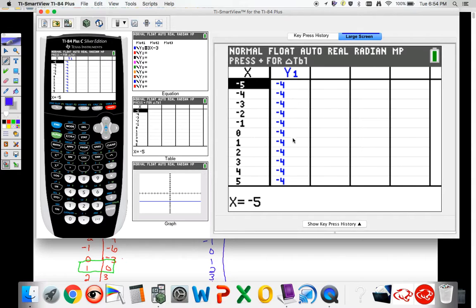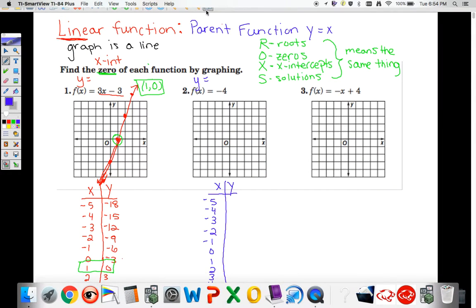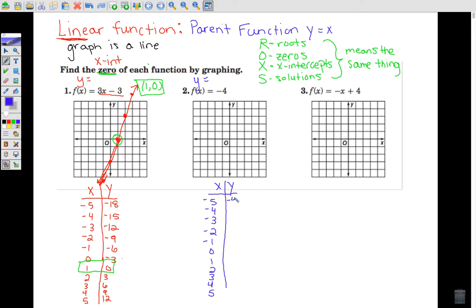So if you notice, all of my y values here are -4. So all of my y values in my table are going to be -4. So we're going to write -4 a bunch of times. And then we're going to go ahead and plot these points. So -5, -4, 1, 2, 3, 4, -4, -4, -3, -4, -2, -4, and all of these are going to be -4.